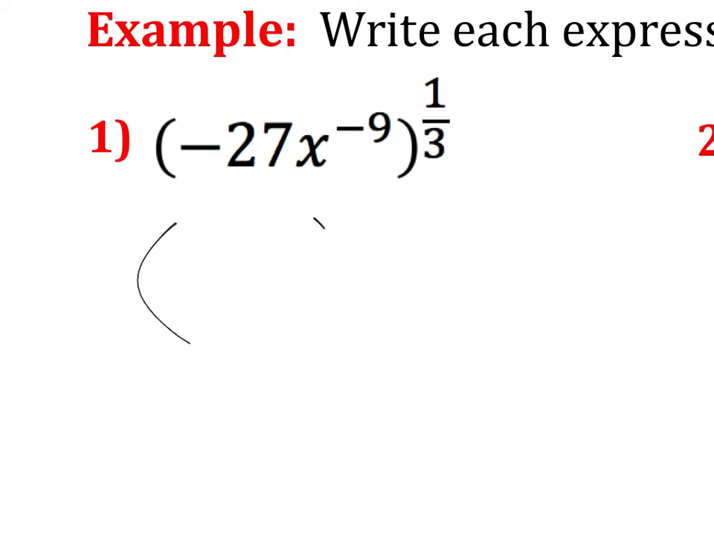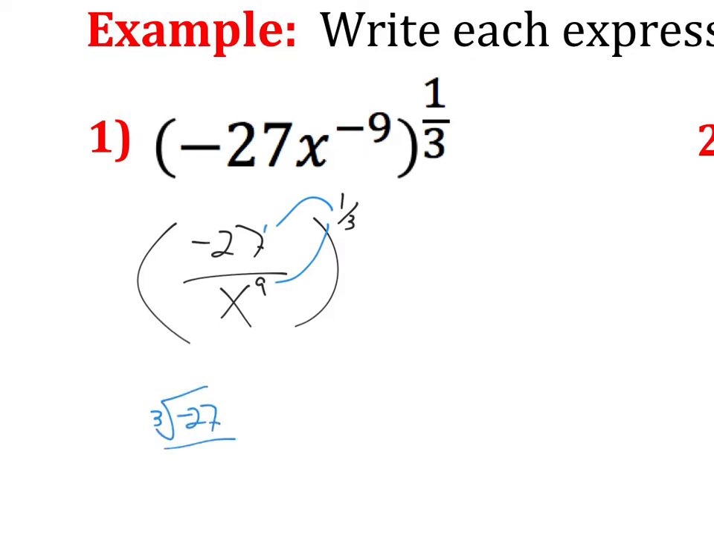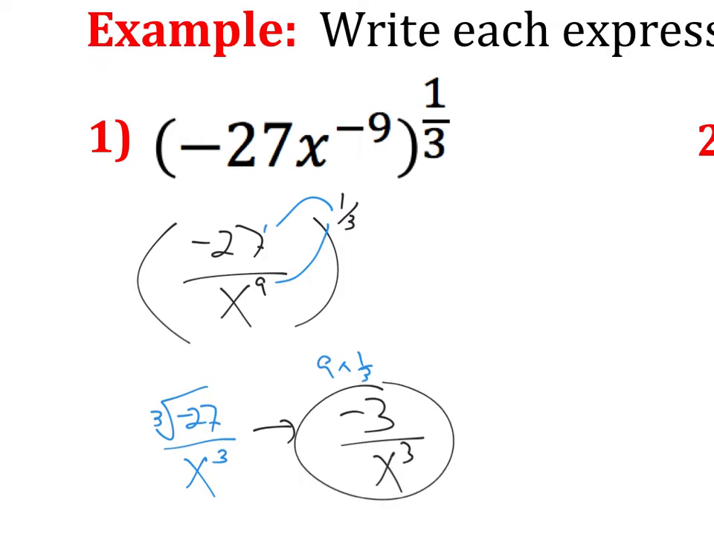So what I'm going to do is rewrite this as negative 27 over x to the 9th, all of that raised to the 1/3. So really all I did is just get rid of a negative exponent. So now this exponent of 1/3 will affect every single exponent inside. So I'm going to have the cubed root of negative 27 over x to the power, let's see, 9 times 1/3. Well, that's really just 9 divided by 3, so that would be x cubed. So now we evaluate. The cubed root of negative 27 is negative 3 over x cubed. Done.